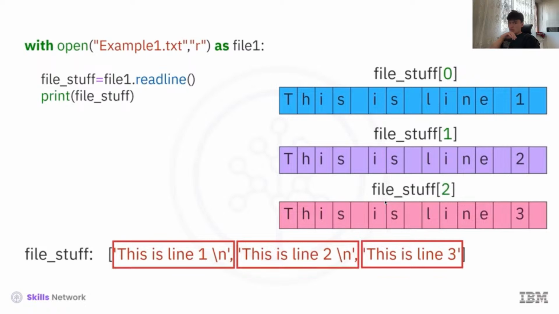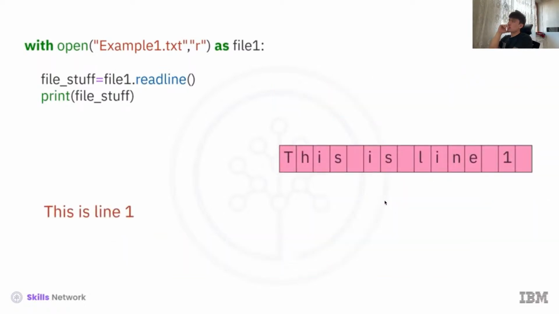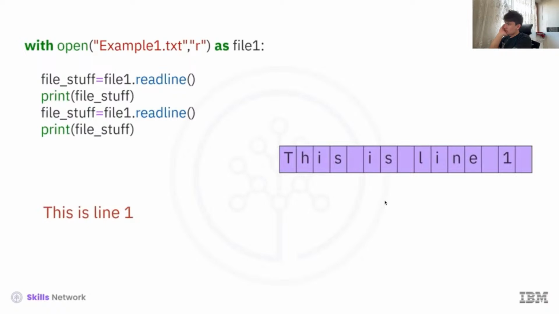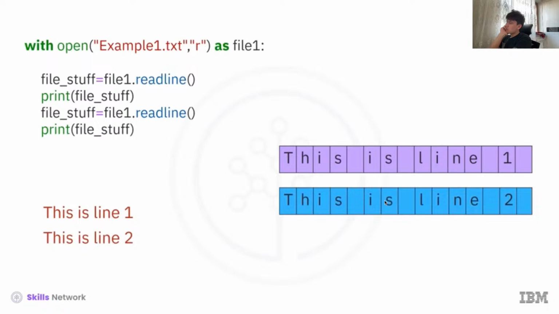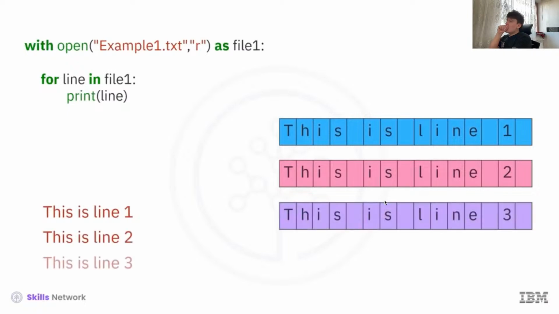We can use the method readline to read the first line of the file. If we run this command, it will store the first line in the variable file_stuff, then print the first line. We can use the method readline twice. The first time it's called, it will save the first line in the variable file_stuff, and then print the first line. The second time it's called, it will save the second line in the variable file_stuff, and then print the second line. We can use a loop to print out each line individually as follows.